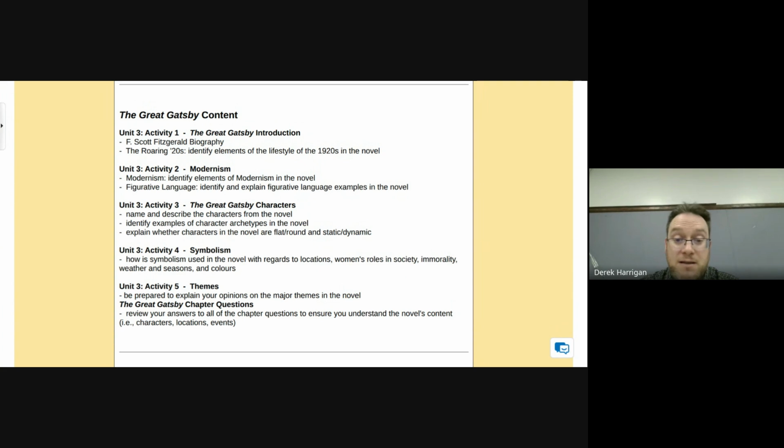For this week, the focus is just on the novel, finishing the book if you haven't already, finishing the Unit 3 assignments if you haven't already finished and submitted them, and then going over the activities and the chapter questions and making sure that you are comfortable with the book. We'll go beyond that when we get into Unit 4.